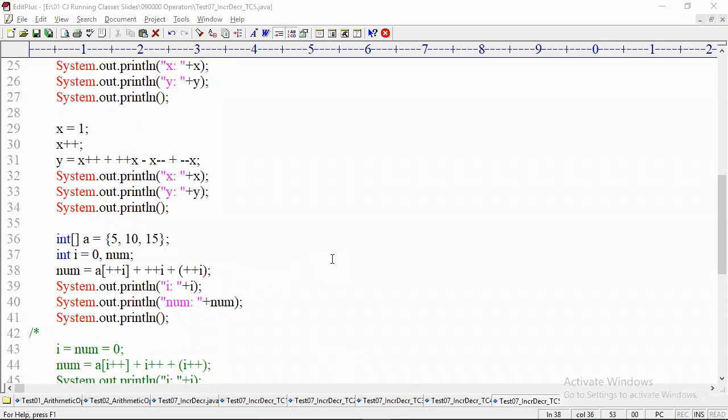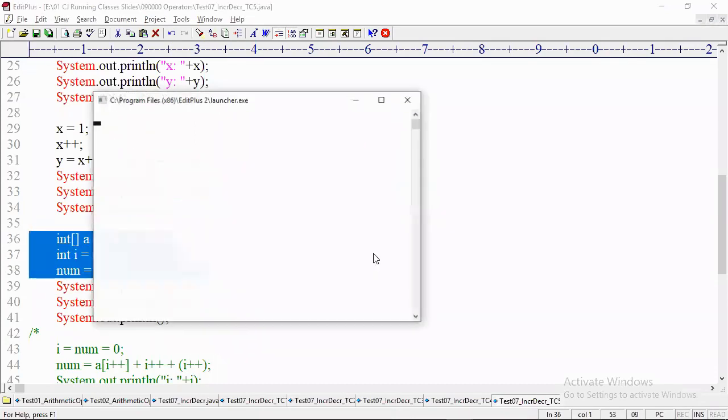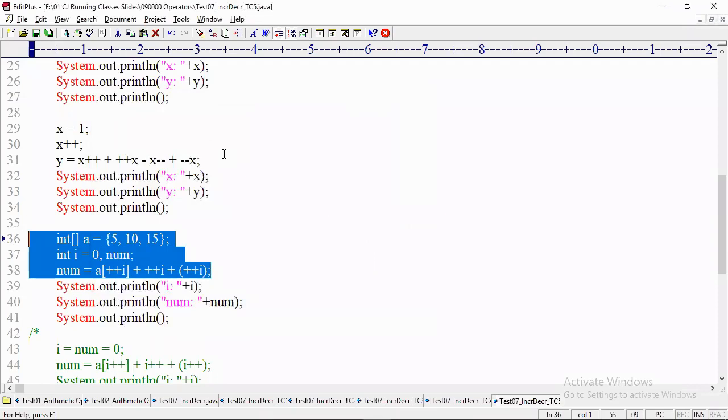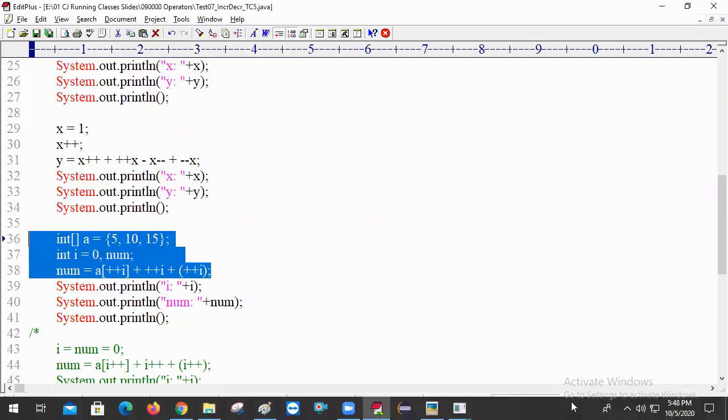Okay, so now I'll explain this program. Please try to understand. How did you get the output? What output did we get? Control 1, control 2, 3 and 15. How did you get output 3 and 15? I'll explain it.